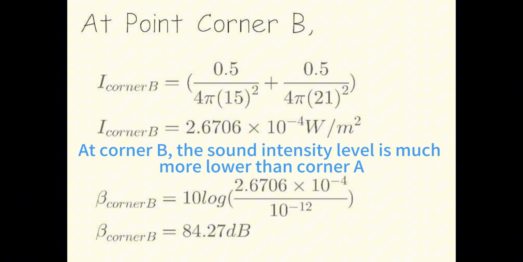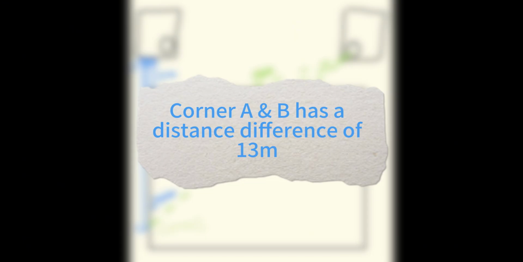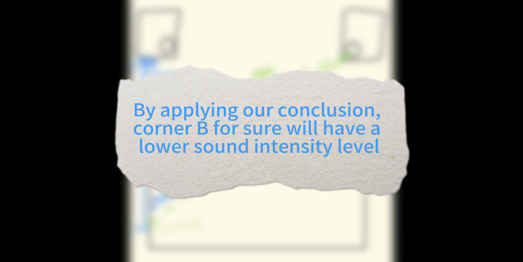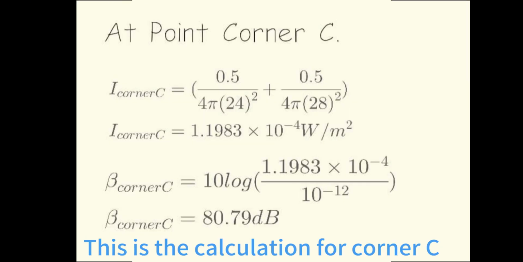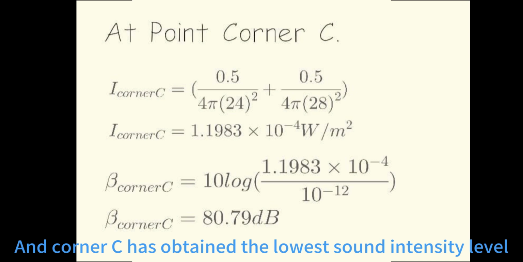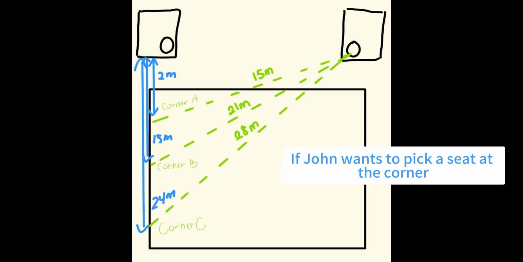At corner B, the sound intensity level is much lower than corner A. Corner A and B have a distance difference of 13 meters. By applying our conclusion, corner B for sure will have a lower sound intensity level. This is the calculation for corner C, and corner C has obtained the lowest sound intensity level.